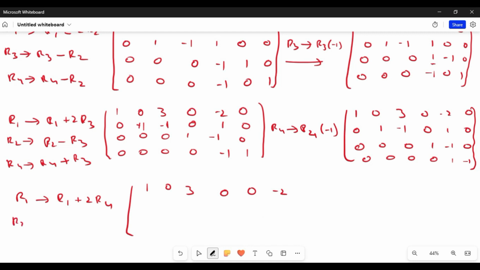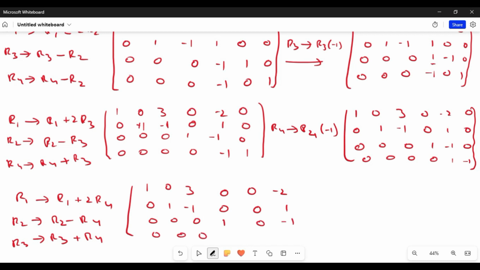Second row formula will be row 2 minus row 4. So 0 minus 0, 1 minus 0, minus 1 minus 0, 0 minus 0, 1 minus 1, and 0 minus 1. Formula for row 3 is row 3 plus row 4. We can just add them. 0, 0, 0, 1, 0, minus 1. Fourth row remains the same. 4 zeros, 1 minus 1.